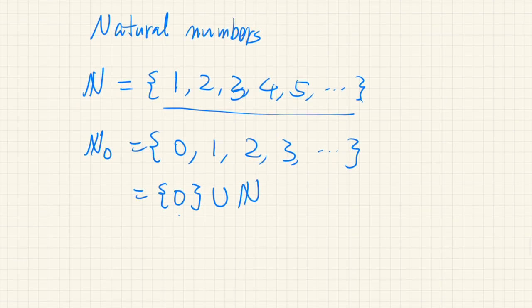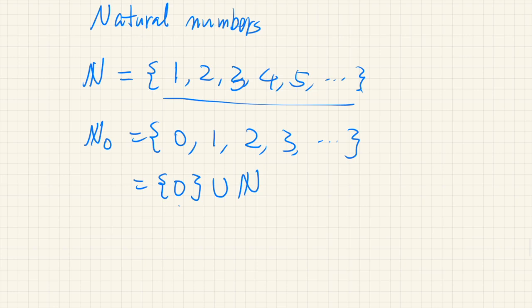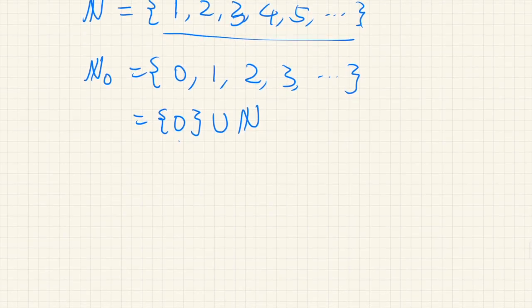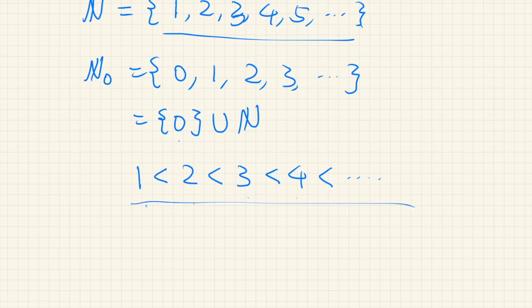And what's important to note about natural numbers is that they are linearly ordered. That means 1 is less than 2, which is less than 3, which is less than 4, and so on. So it is naturally linearly ordered. So there is an order in this set.